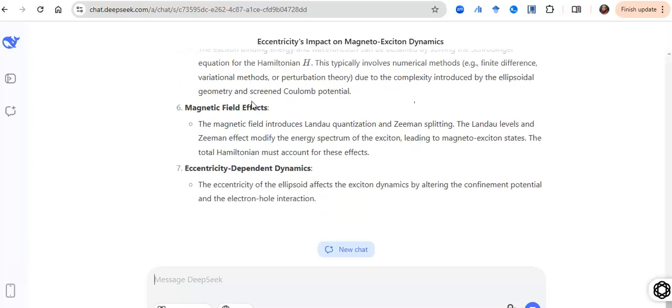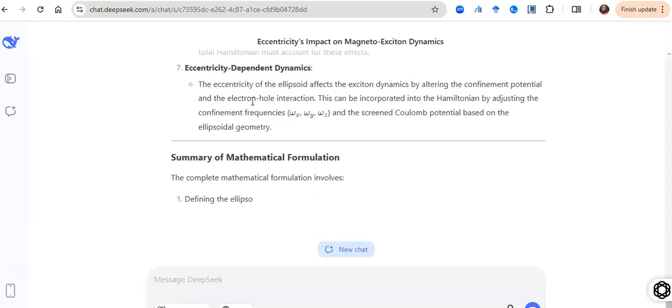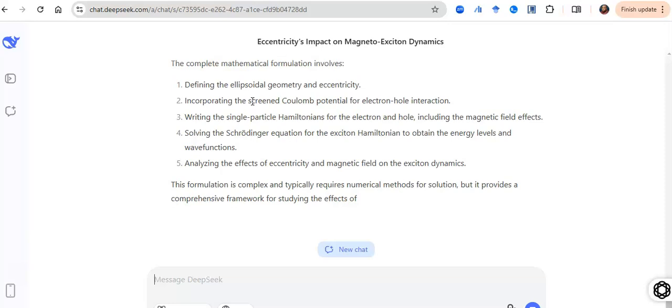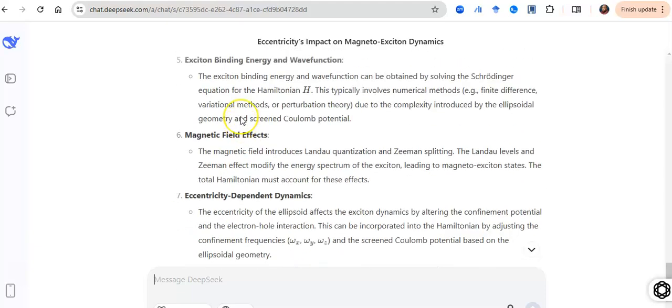And if you're a researcher in this field, you agree with me that this is very deep mathematics. Yes, and it's going to give me the sequence. It says I should define the ellipsoidal geometry and eccentricity. I should incorporate the screened Coulombic potential for electron-hole interaction. I should write the single particle Hamiltonian for the electron and holes, including the magnetic field. I should solve the Schrödinger equation for the exciton Hamiltonian, and this is just very beautiful detail.